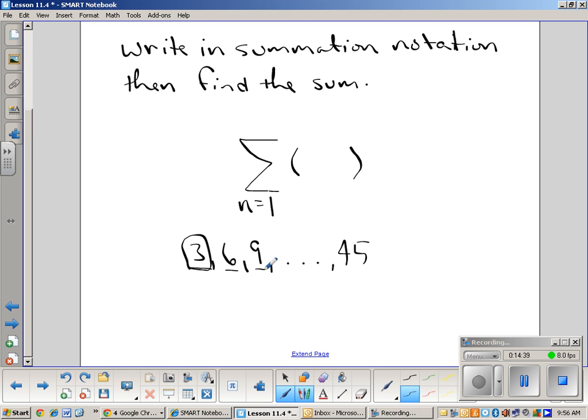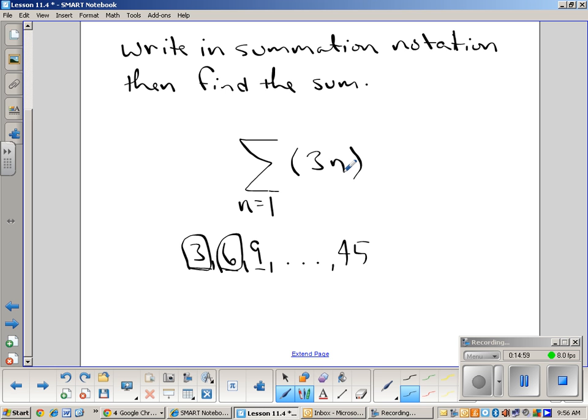Well, let's try the second one. How do I turn a 2 into a 6? Can I add 2 to it? I could times it by 3 again, or I could add 4. Well, I'm not adding the same number every time, am I? So what's my formula going to be over here? 3 times n.